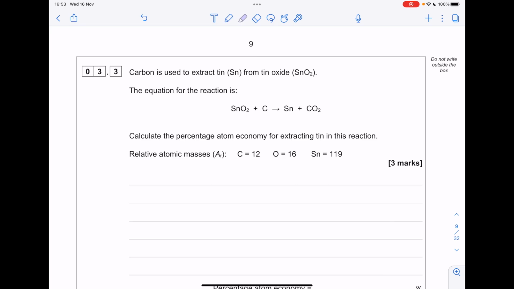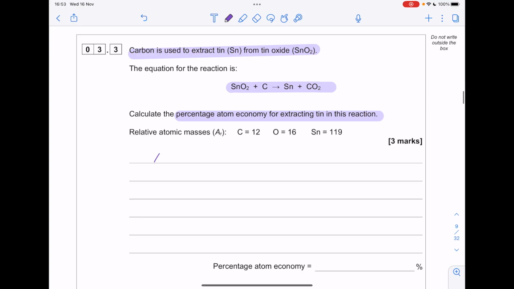Carbon is used to extract tin from tin oxide. The equation for the reaction is this. Calculate the percentage atom economy for extracting tin in this reaction. So let's write the equation. Percentage atom economy, remember, is the MR of the useful product, in this case tin, divided by the MR of reactants, times by 100.